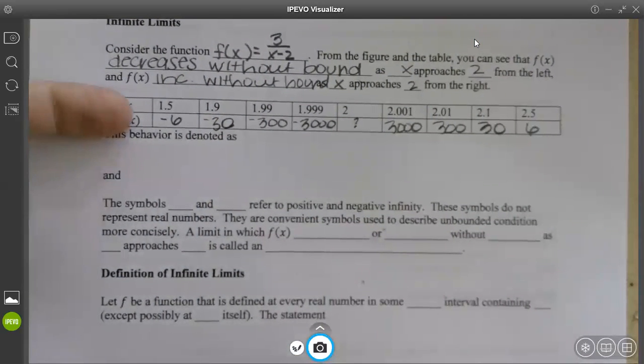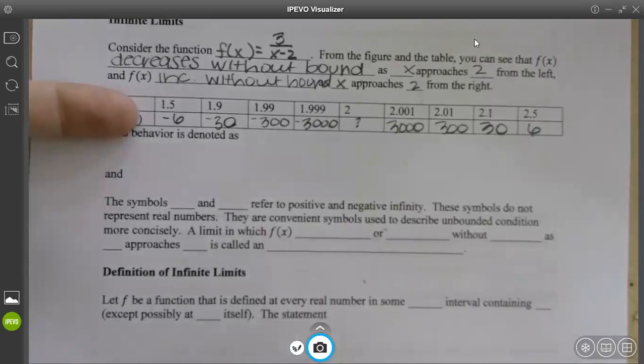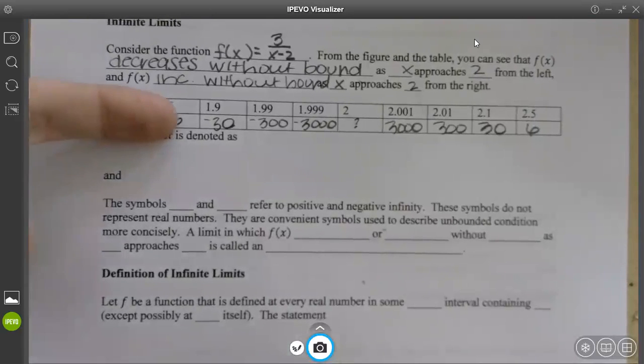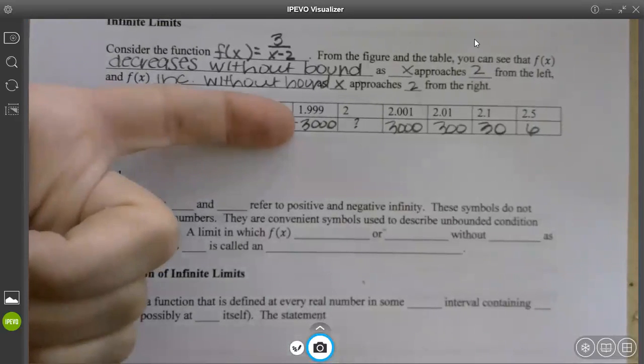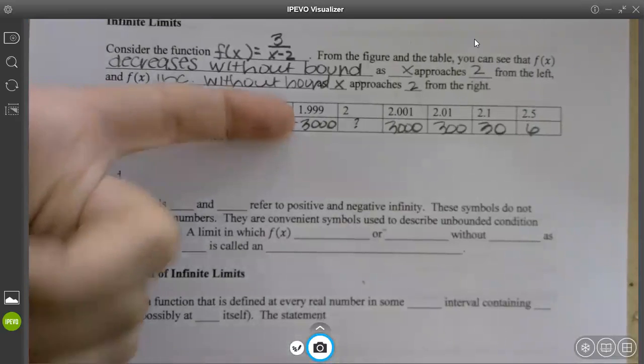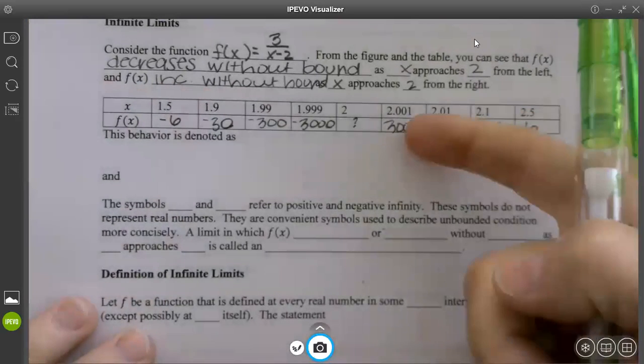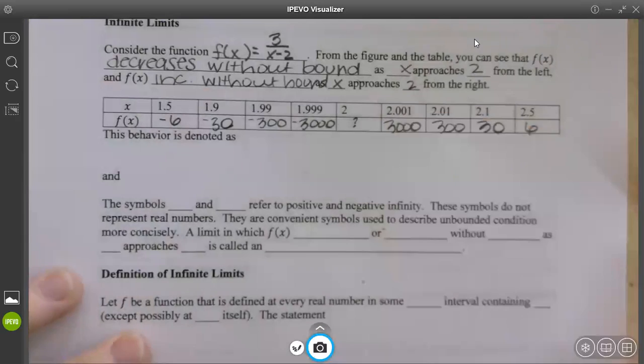So again, from the table, you guys, the table does the same thing the graph does. From the left, you can see that the values are getting substantially larger in the negative direction, so you know it's going to negative infinity. From the right, they're getting larger, so it's going to positive infinity.